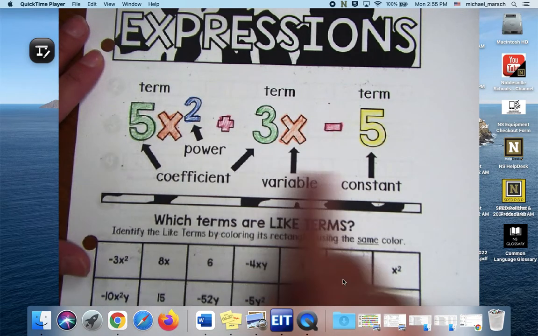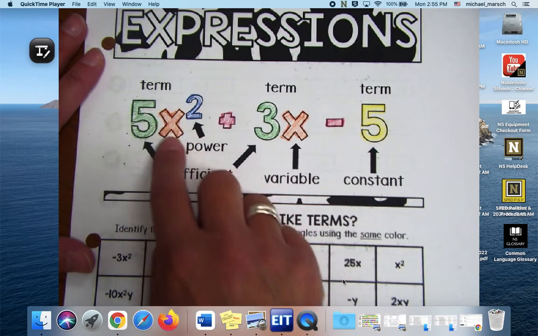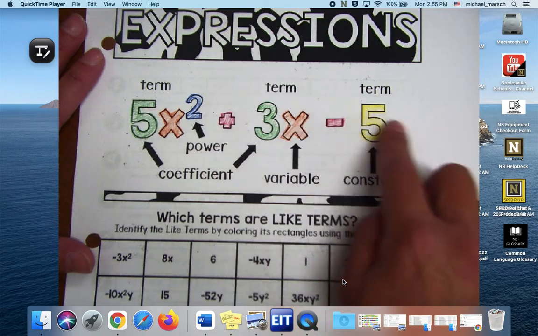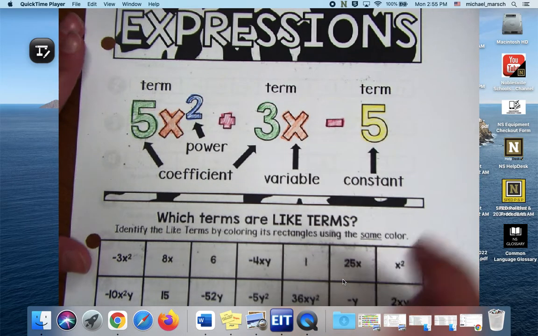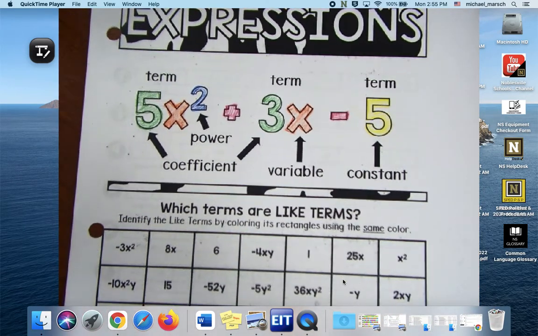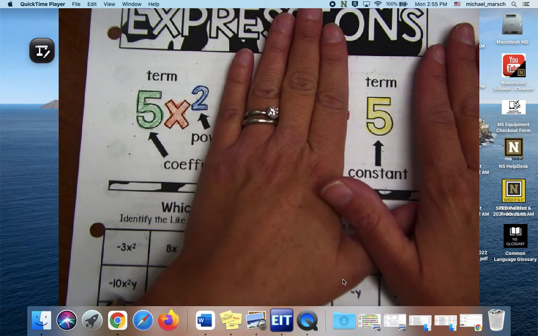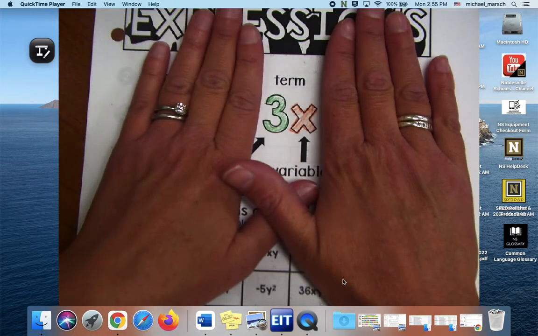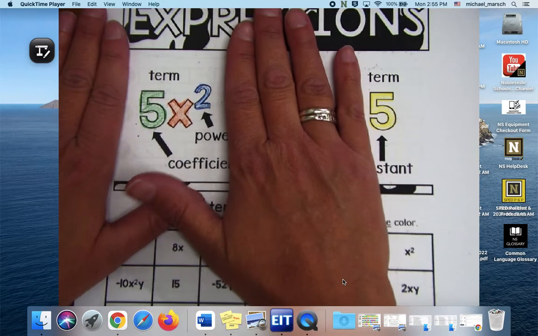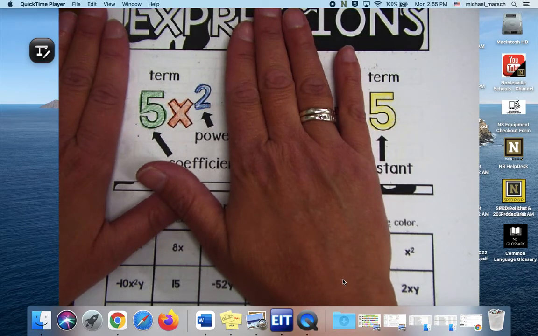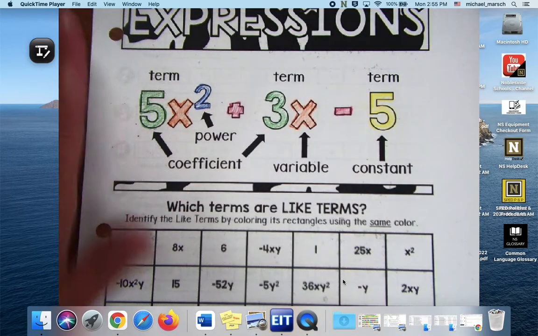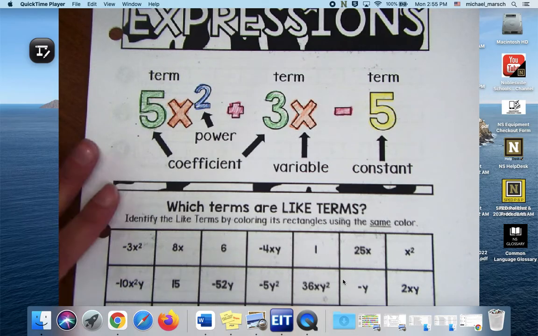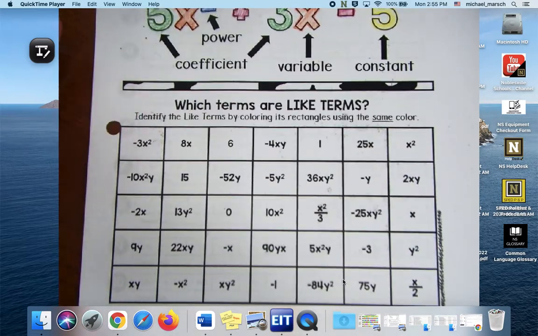You can't combine any of these because the variable and exponent don't match up for each of these. The only way to consider things like terms is if they're all just constants, or they all have the same variable, or they have the same variable and the same exponent. That's the only way you can combine them. So we're going to practice finding terms that we could combine by color coding them.